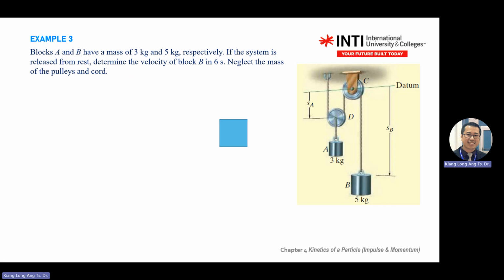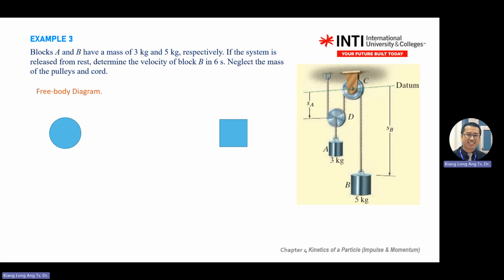This one you can solve with the F equals MA equation plus the pulley system equation, L total equals so and so. However, this question, because it's chapter 4, you need to solve using linear impulse and momentum. Okay. So you draw the free body diagram of pulley D.